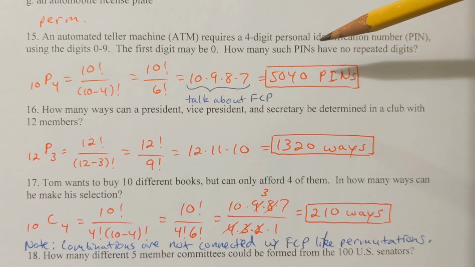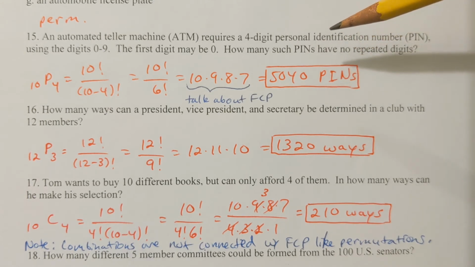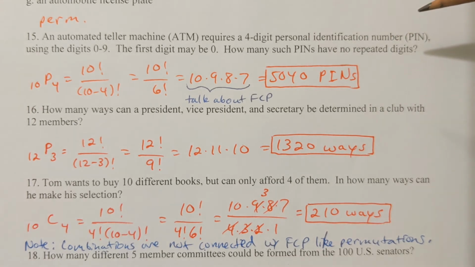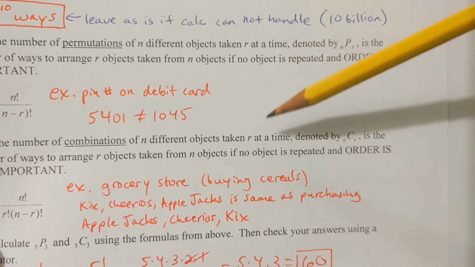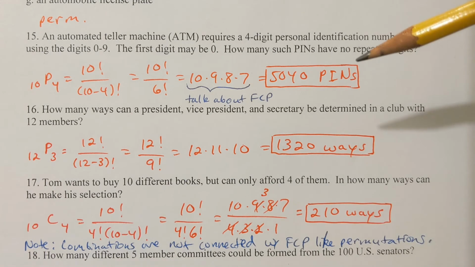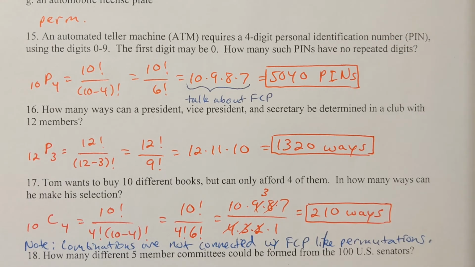Okay, now there's a key thing here that can very easily be overlooked. How many such PINs have no repeated digits? The no repeated digits is important. Okay, because with a permutation, remember, or a combination, no object is repeated. Okay, so anytime there's repetition going on in the problem, it will not be a permutation or a combination.